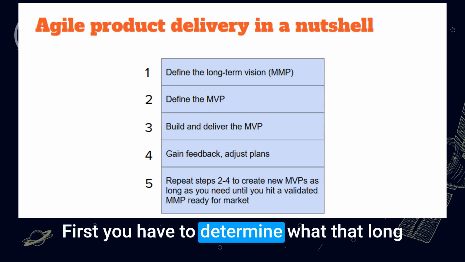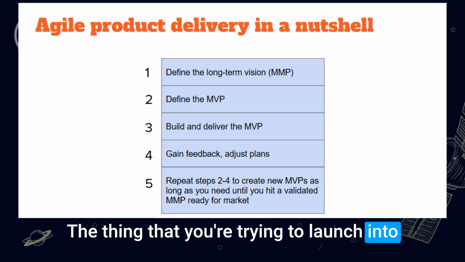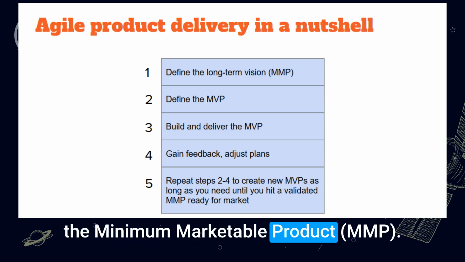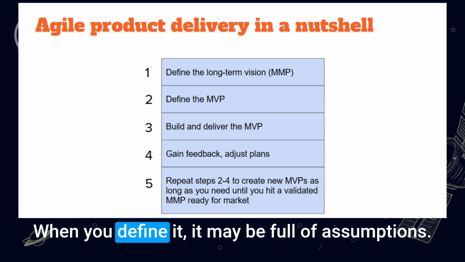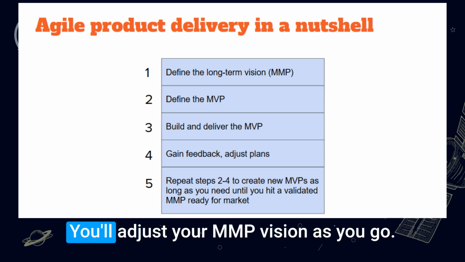First, you have to determine what that long-term end result looks like in the end, vaguely. The thing that you're trying to launch into the market in the long term is called the minimum marketable product, MMP. When you define it, it may be full of assumptions. That's okay. You will validate your assumptions as you go. You'll adjust your MMP vision as you go.